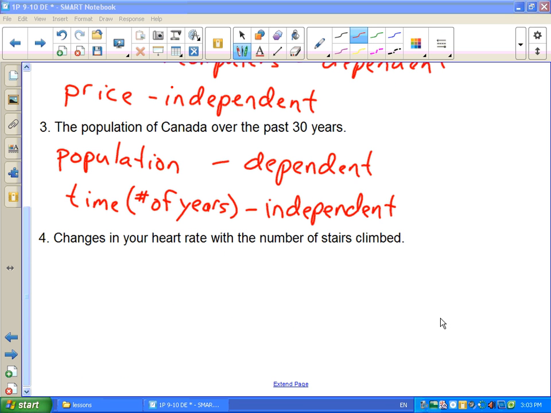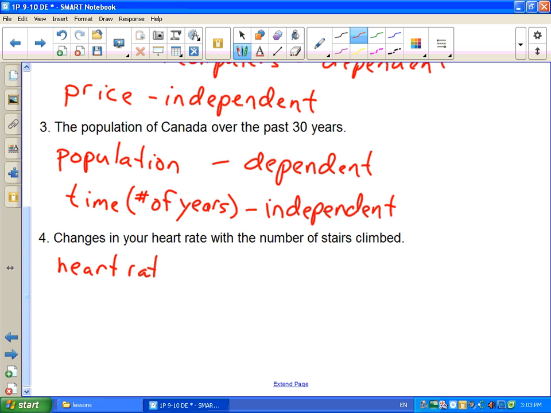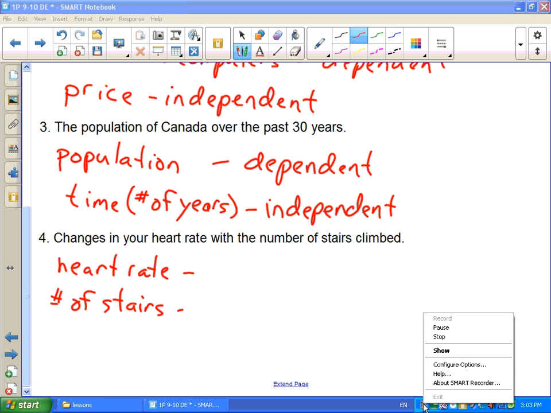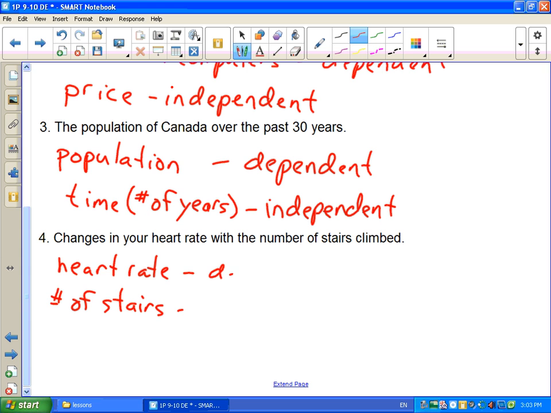Last one here. Changes in your heart rate with the number of stairs that you have climbed. Well, our variables are heart rate and number of stairs. Now, is your heart rate going to depend on the number of stairs, or does the number of stairs that you've climbed depend on your heart rate? I think it makes more sense to say that the heart rate depends on the number of stairs that you've climbed. So the heart rate is going to be the dependent variable, and number of stairs is going to be independent.